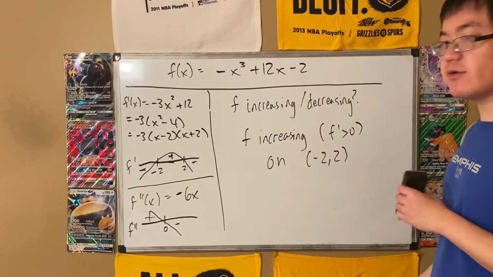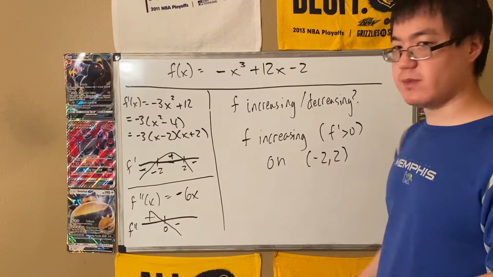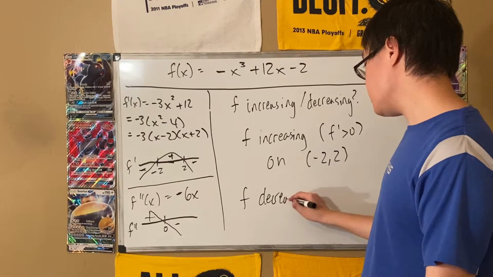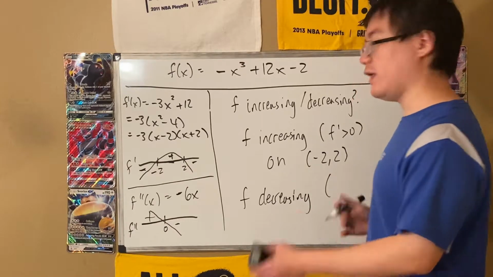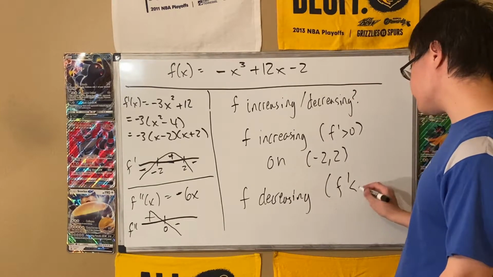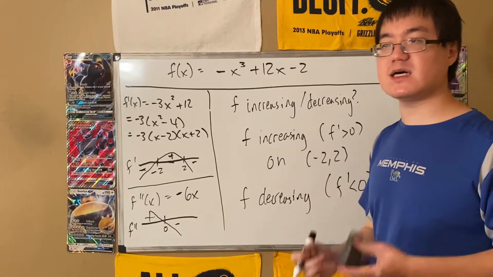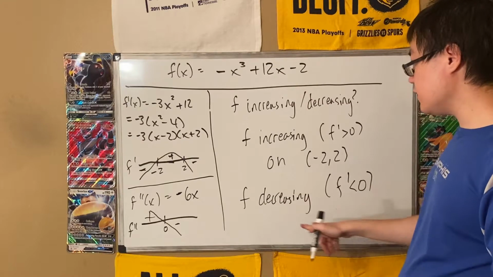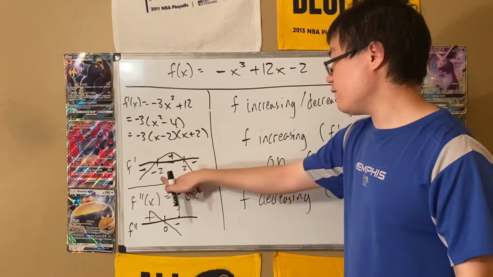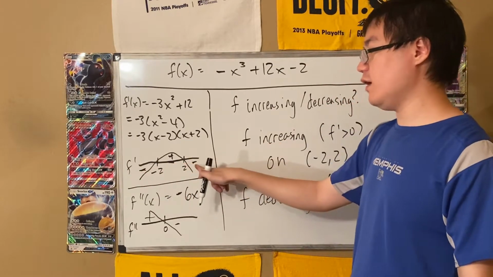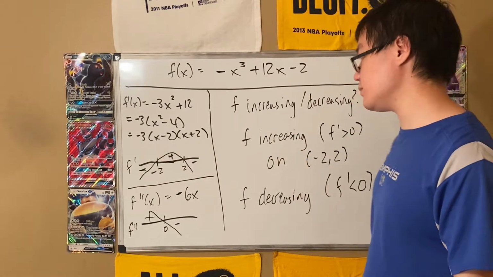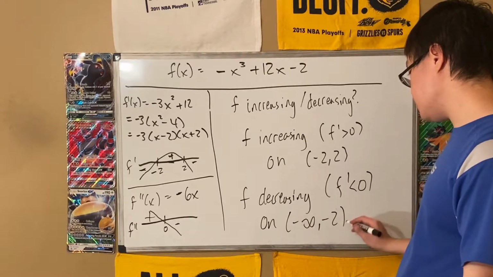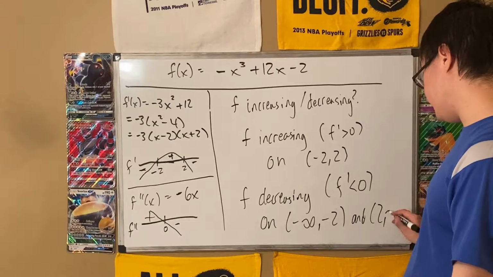Now, I'm going to do decreasing, which is the same exact thing, but reverse. So maybe not the same exact thing, but it's f is decreasing. Where's that? That rule is f prime is negative. I just know my rules very well. You want to know the rules as well as possible so that you don't have to think about them and you can just apply them. So f prime is negative. Where's that? Well, it's going to be from negative infinity to negative 2 because that's where it's negative. And it's also from 2 to infinity because that's where f prime is negative. So on negative infinity to negative 2 and 2 to infinity.